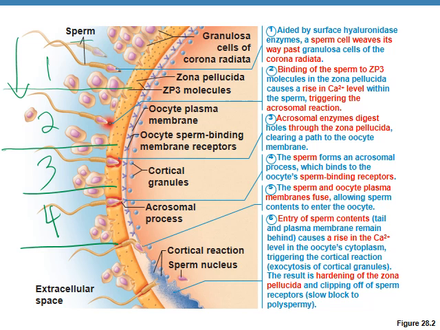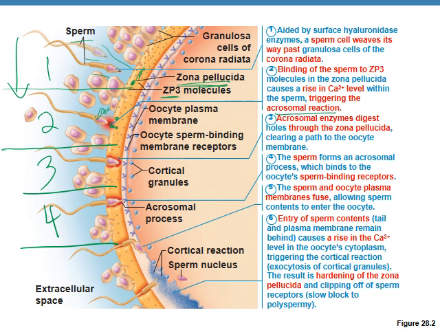So here we have our sperm, and they're weaving their way through the corona radiata. They approach the zona pellucida. In this case, it's kind of this yellowy color. The binding of the sperm to the sperm receptors, here they're a little more specific. They're called ZP3 molecules. So the sperm is going to bind the sperm binding receptors inside the zona pellucida. That's going to cause a rise in calcium inside the sperm, and that's going to trigger the acrosomal reaction.